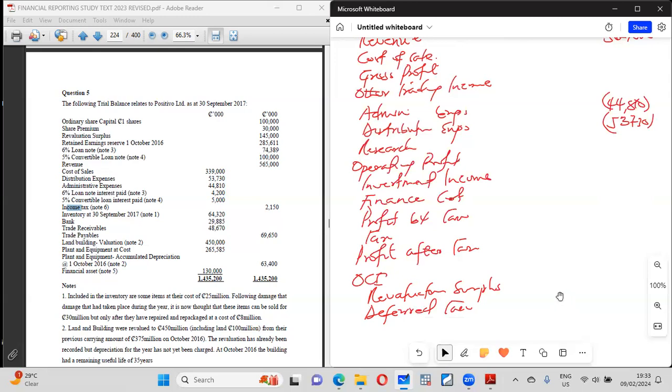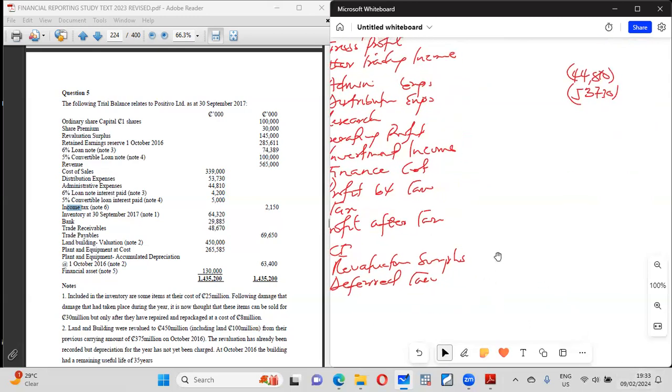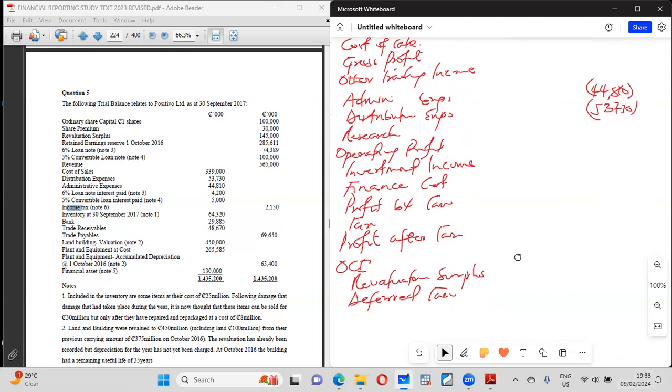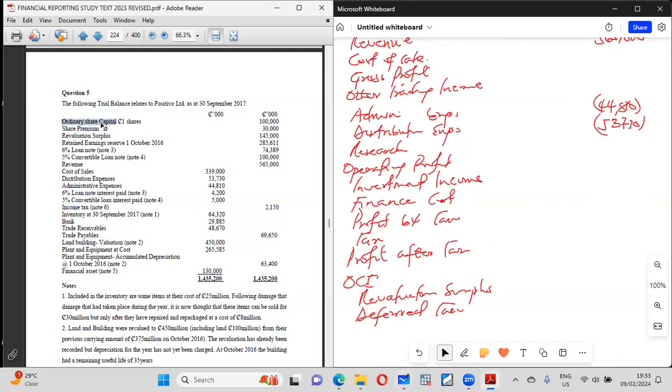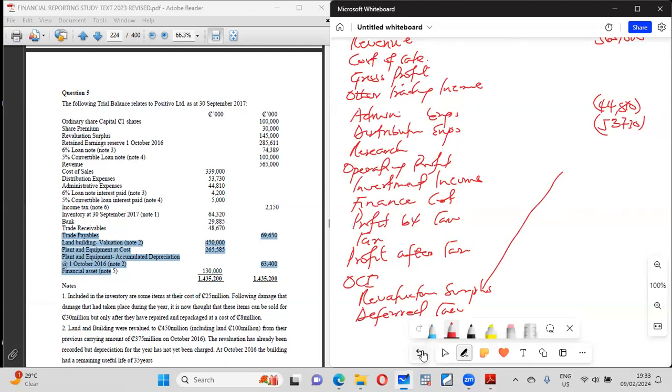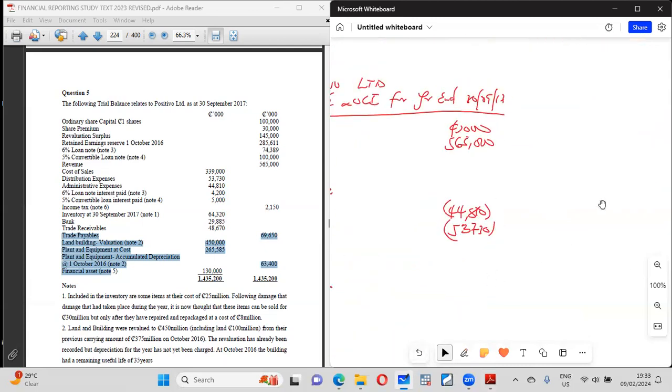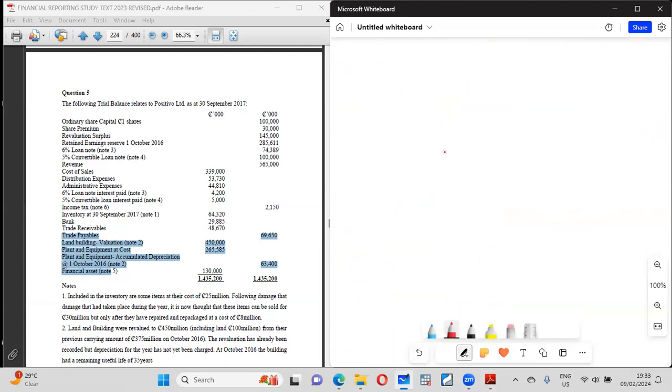You see, I've done this in 3 minutes. After reading everything, I know I have ordinary, preferential, revaluation surplus, equity, 6% loan note, 5% loan note. These things are there. Income tax, inventory, bank. I will draft my balance sheet fast. You see the way I'm writing, it's like somebody is chasing me. That is what I want you guys to practice.